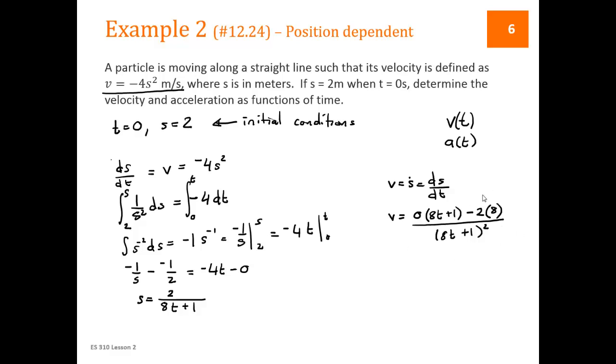That then is our expression for v. We can simplify that. It will be 16 over 8t plus 1 squared. So that is one of our answers.